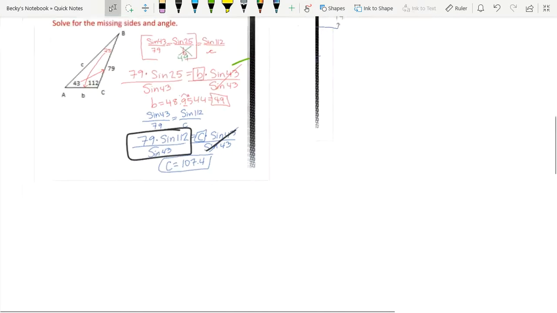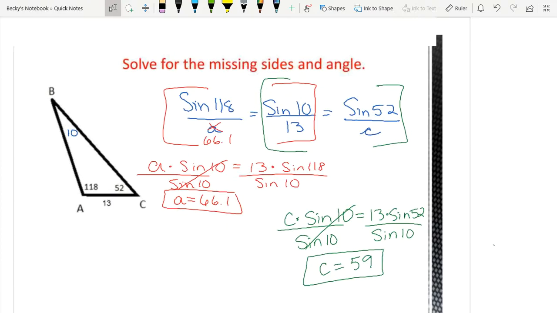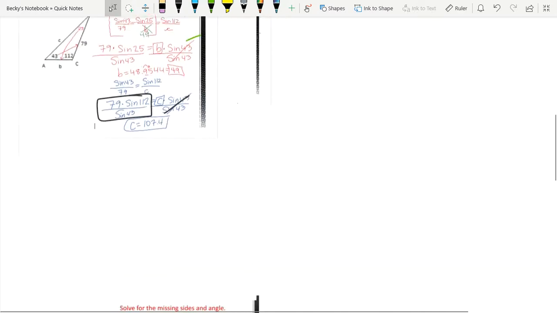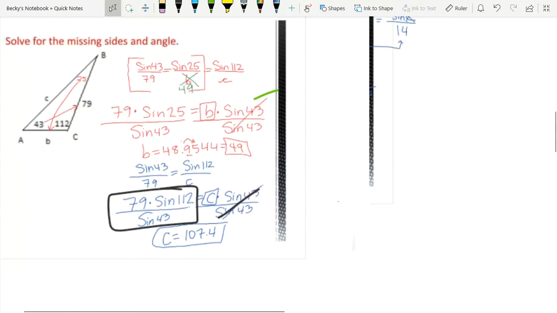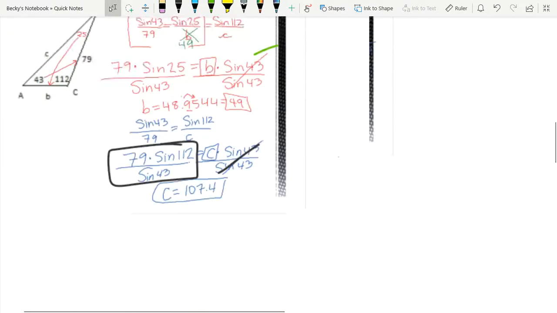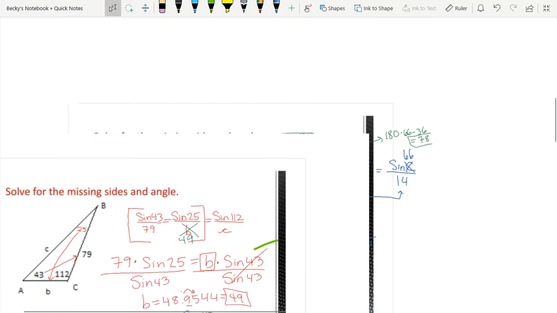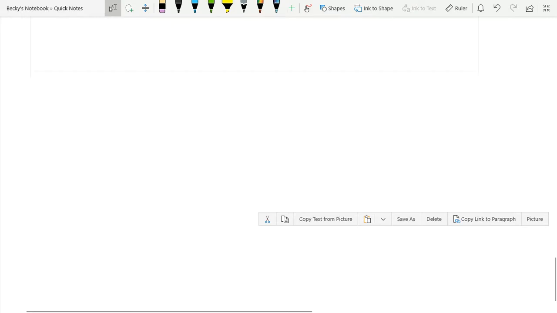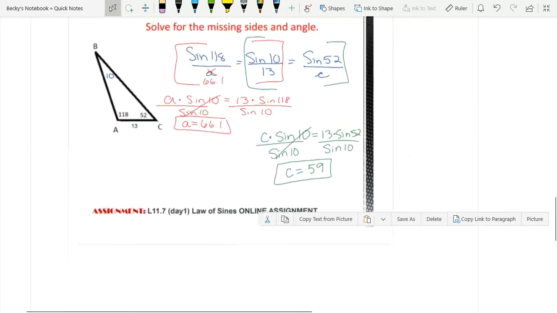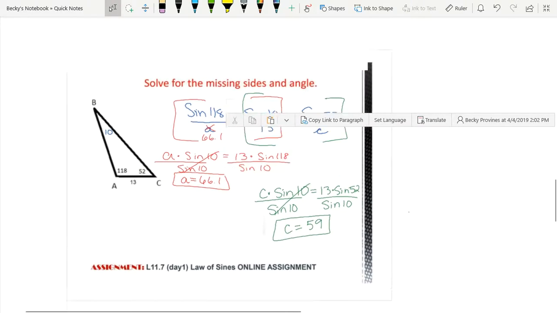Now, moving on to the next question. It's very, very similar, but now you're missing some other information. I skipped one. Where's this one? There's the first page, the second page. I'm missing the third page of notes. That's weird. Okay, so I'm going to just finish this example.